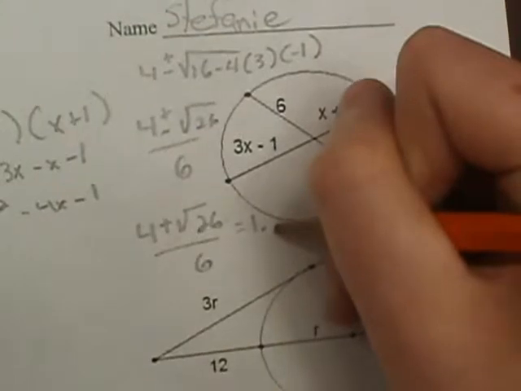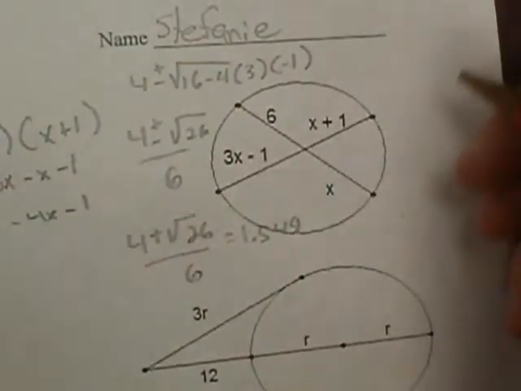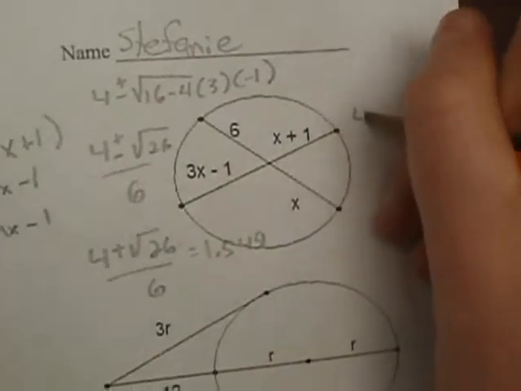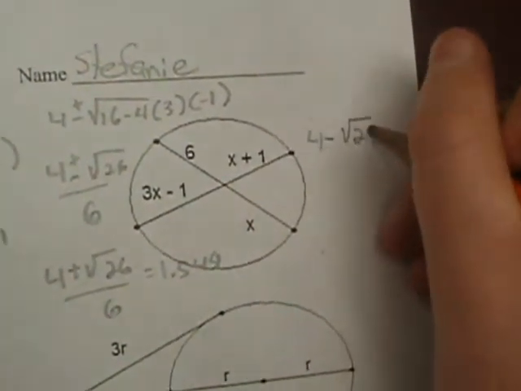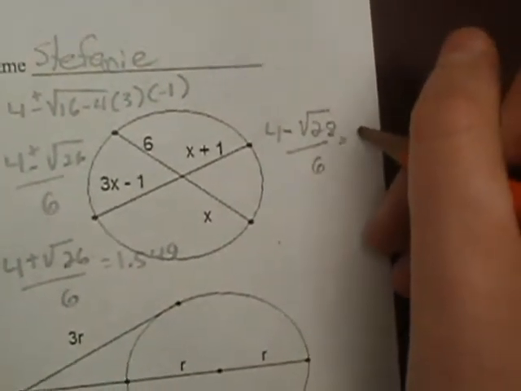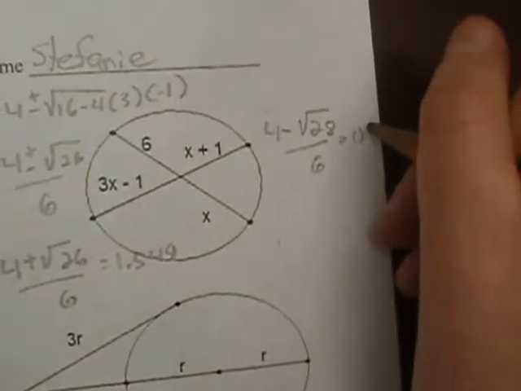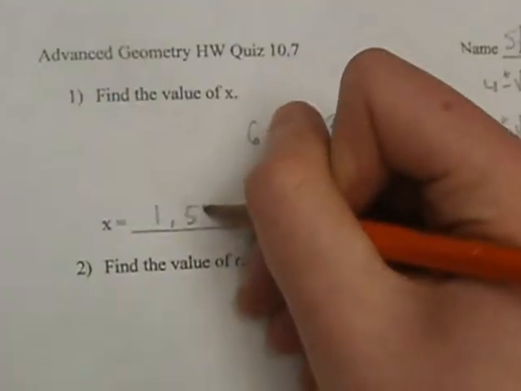it would be equal to 1.548. And then we would have 4 minus the square root of 28 over 6 equal to 0.218, but we would only need the first one because that's the positive, so we would have 1.548.